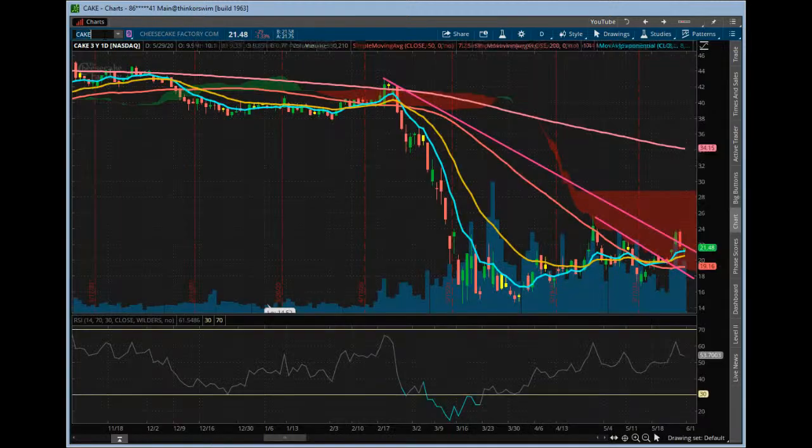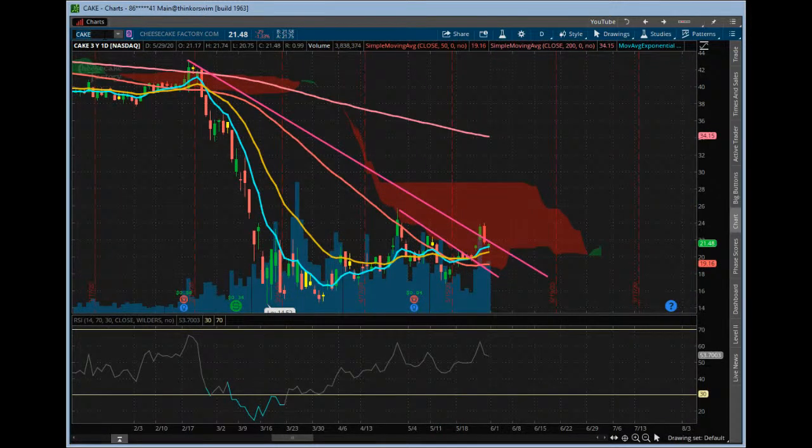Cake, restaurants open up. Try to get some move, right? Nice breakout candle right here, good volume, but couldn't push above it on Thursday, and then pulled back down below the downward trend line last week. But nice tracking on that one.